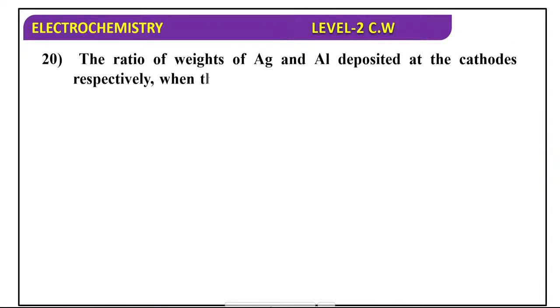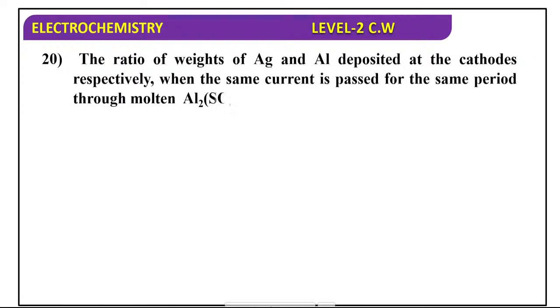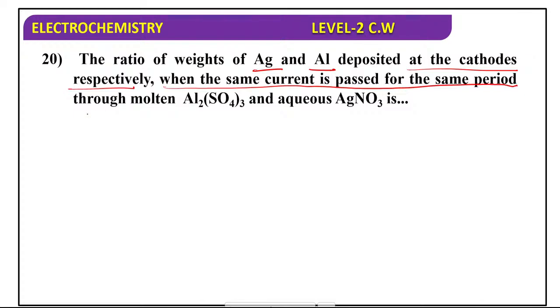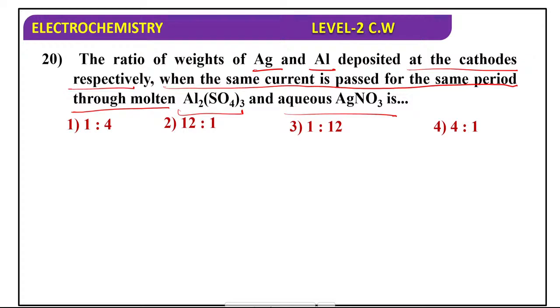Last question. The ratio of the weights of silver and aluminium deposited at the cathodes respectively when the same current is passed for the same period of time through molten Al2(SO4)3 and aqueous AgNO3. Yes, beta. Same current, same time, means these cells are connected in series. One is silver, other is aluminium. Ratio of the weights of silver and aluminium.